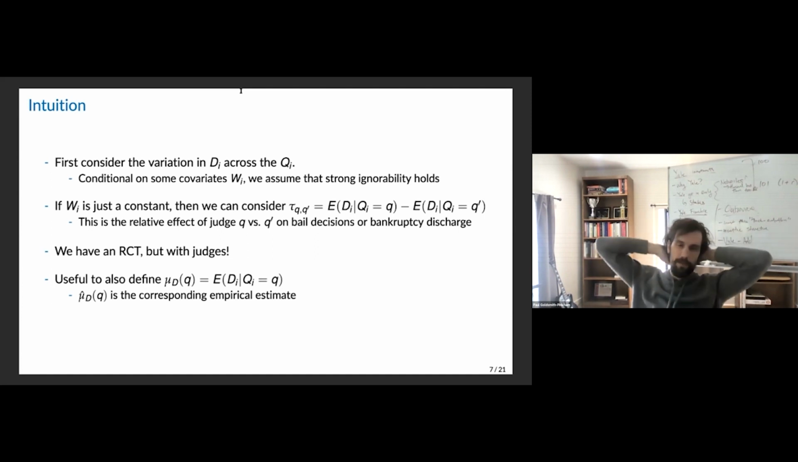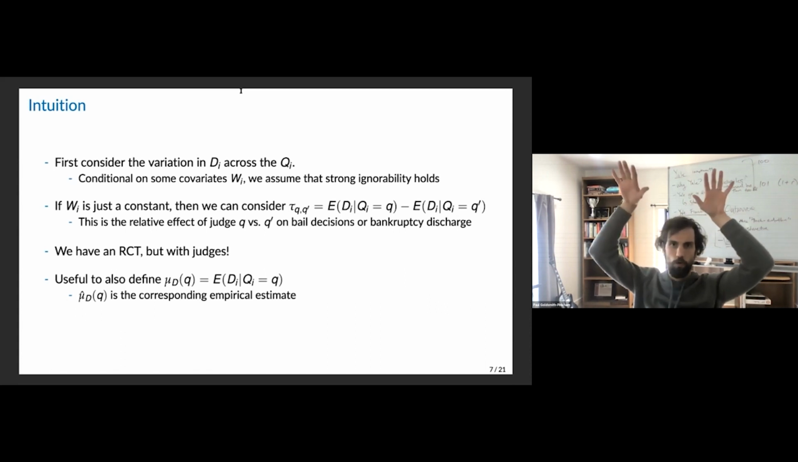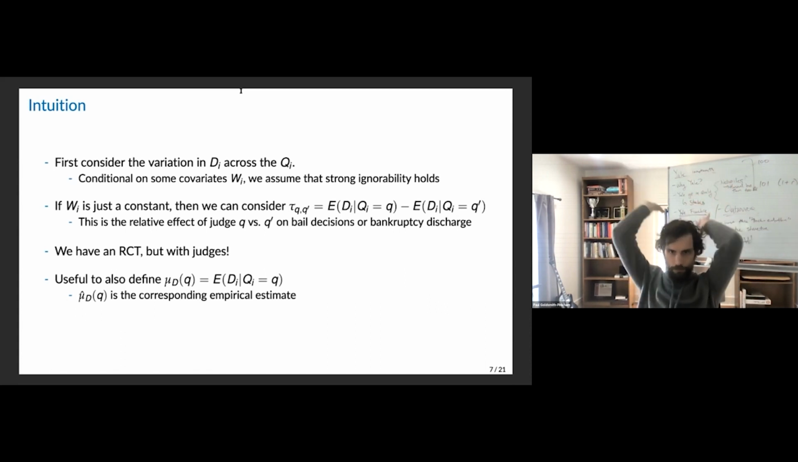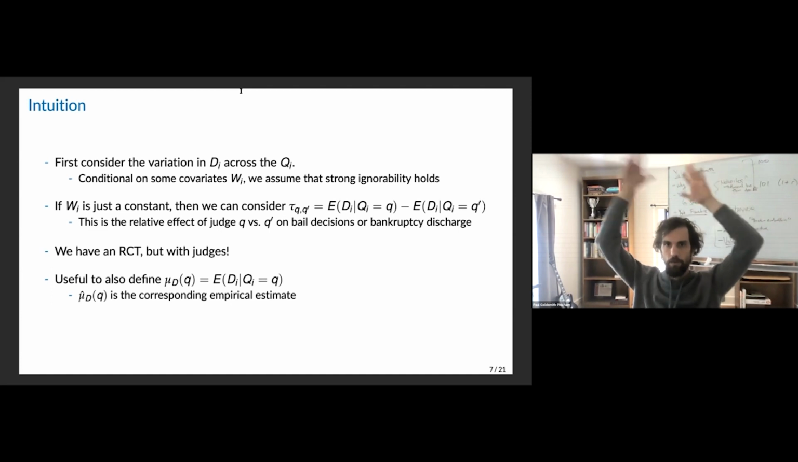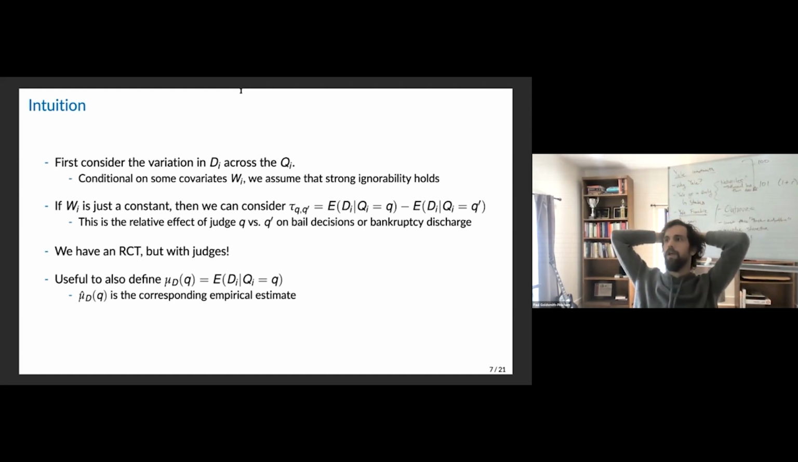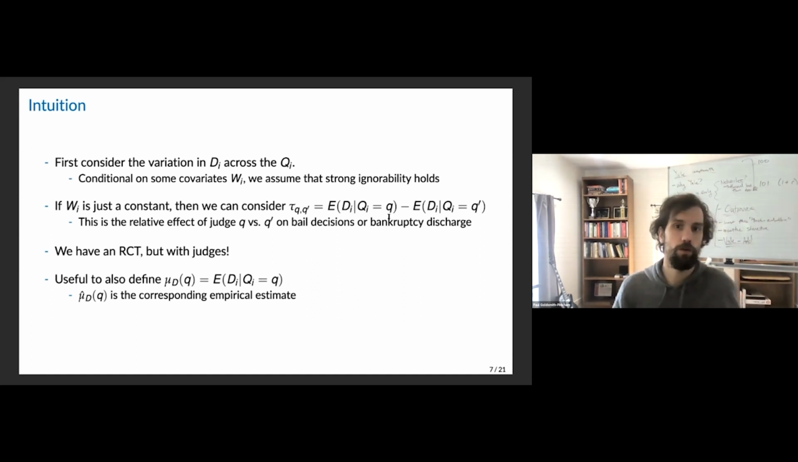So if it was just a constant, that's the easiest case, right? We're just basically saying we don't need to condition on anything. There's one courthouse, you show up, doesn't matter, you're assigned one of you as an examiner. Then we can consider any of these estimands, right? It's the estimand tau Q Q prime, which is the effect on D of examiner Q versus Q prime. And that's like, what is the effect of one of you versus another? That's basically like an RCT, but with judges. You've just got these estimated causal effects. That's really not a problem.